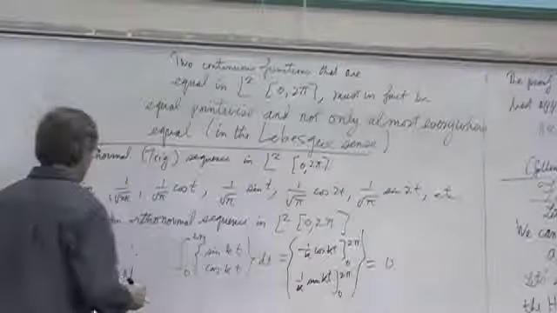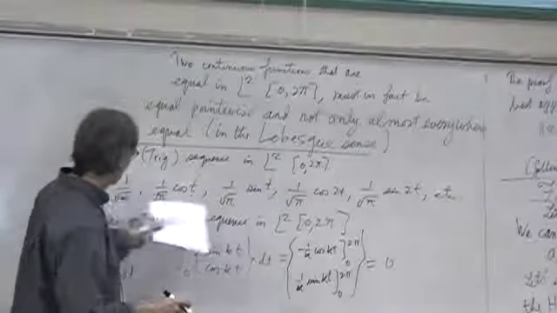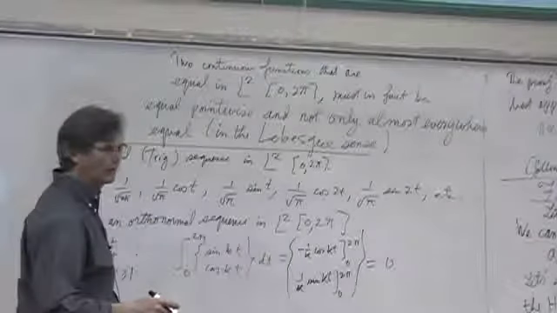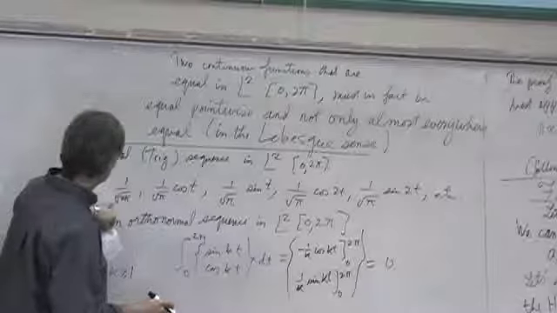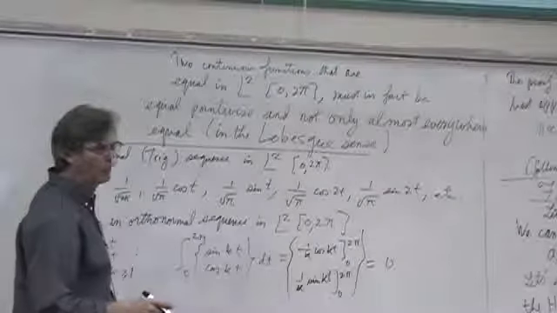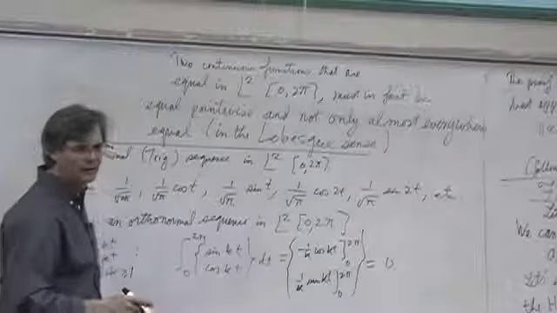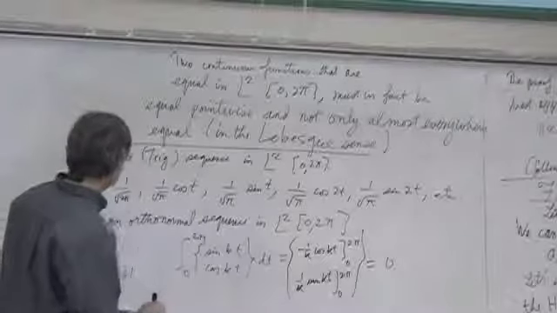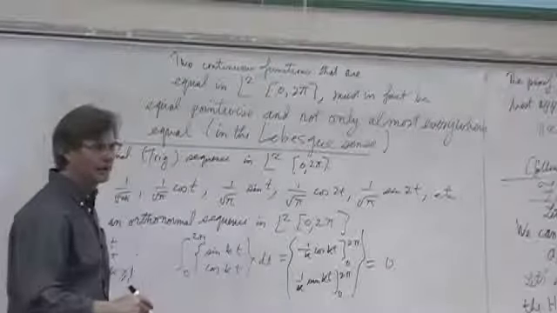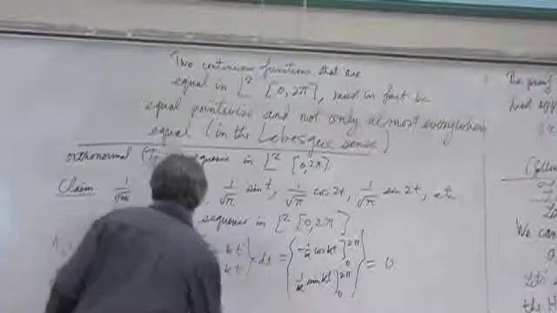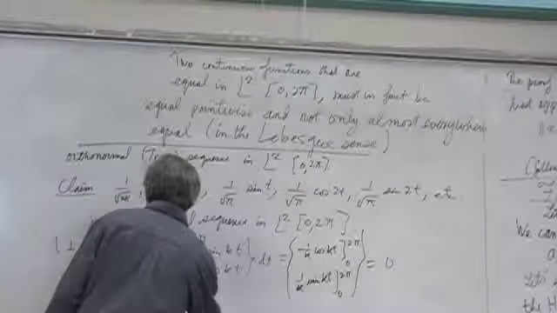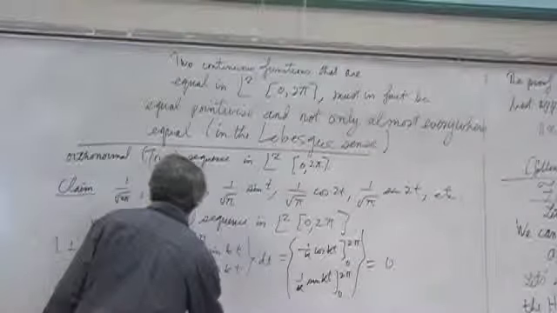Now, what about the normalizing factor? Well, the 1 over the square root of 2 pi is obvious because I have to take the square root of the square integral of 1. So I'll just skip that. What about the square root of pi? I'm going to do that next.